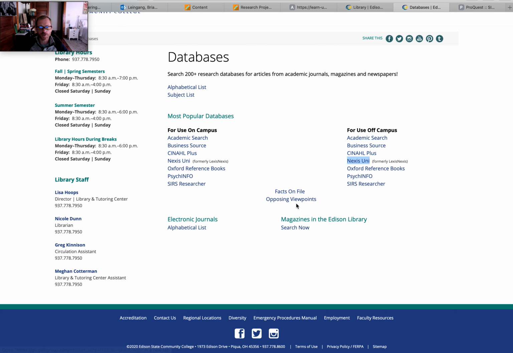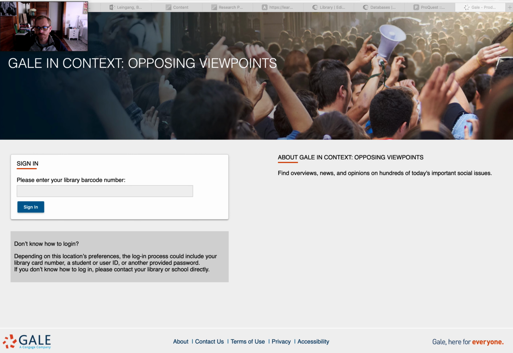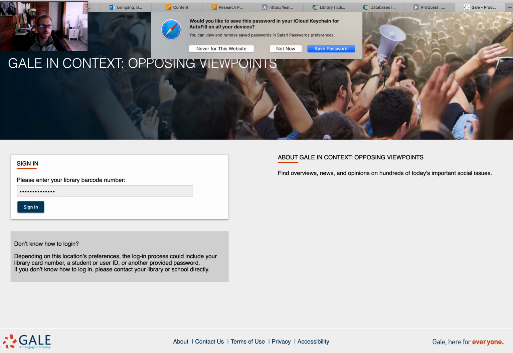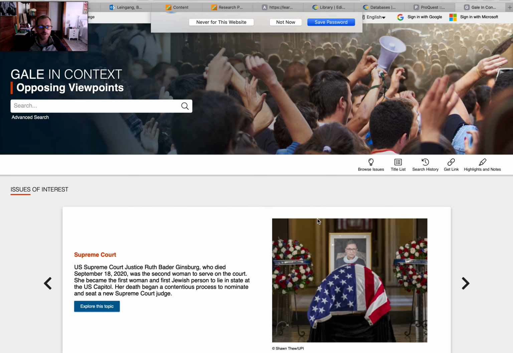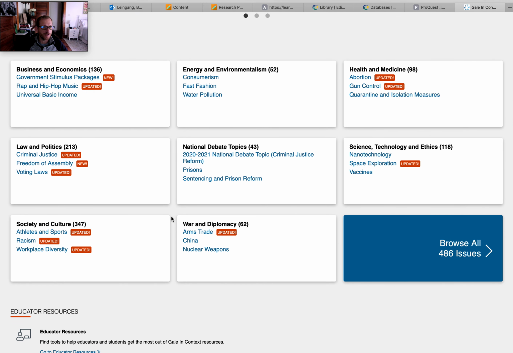In addition, you could also use Opposing Viewpoints. Nope, that's the wrong one. So you got to sign in for that. Let me try this again. Finally found my library card number, so I'm able to just enter that in. I always like to save the password. So you get Opposing Viewpoints as well. It's very similar to the SIRS Researcher.